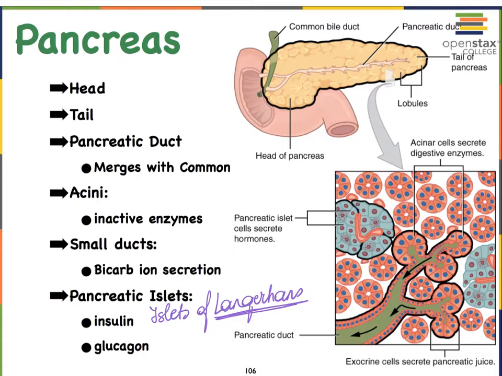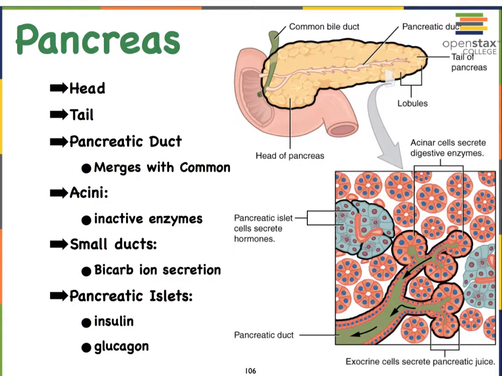So what is the difference between the cells that make up the acini and the cells that make up the pancreatic islets? We're going to start with the pancreatic islets. They do not have a direct relationship to the digestive system. The cells in the pancreatic islets are producing glucagon and insulin. So they're basically the endocrine part of our pancreas.